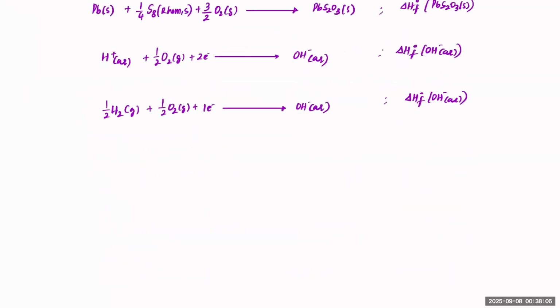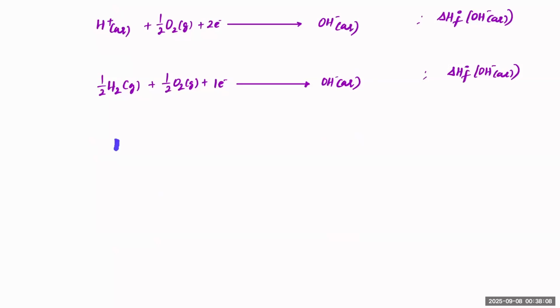For water, what is correct? For water, it is going to be always H2 gas plus half of O2 gas. That would give us H2O liquid, and this will be the delta H of formation of H2O liquid.